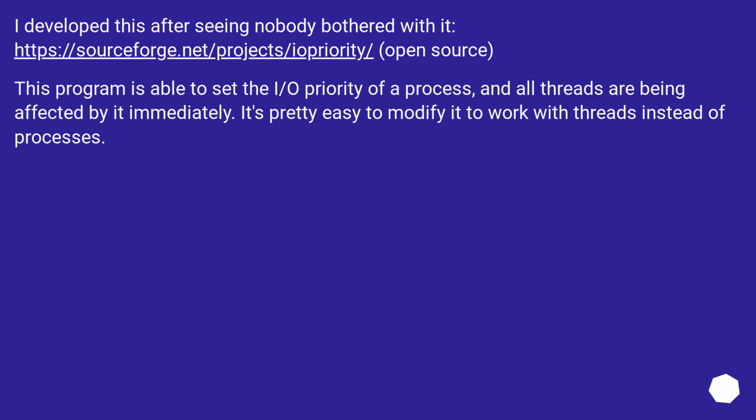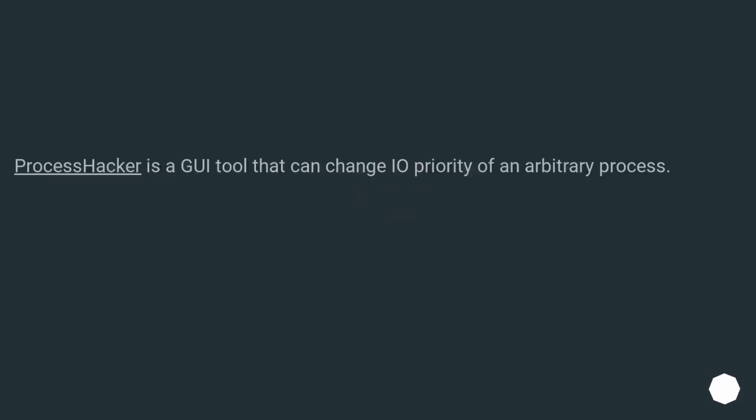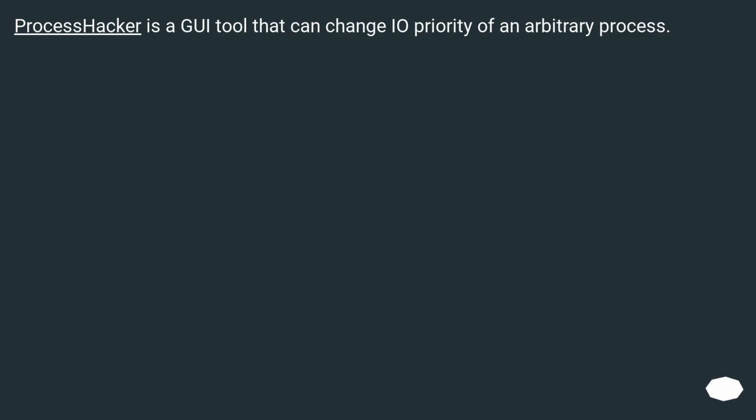I developed this after seeing nobody bothered with it. This URL, open source. This program is able to set the I/O priority of a process, and all threads are being affected by it immediately. It's pretty easy to modify it to work with threads instead of processes. Process Hacker is a GUI tool that can change I/O priority of an arbitrary process.